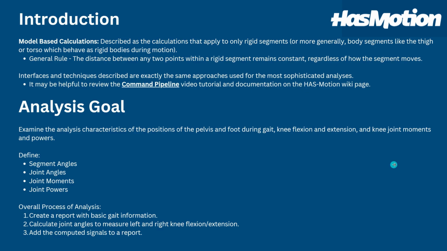The overall process of the analysis will go as follows. First, we will create a report with basic gait information. Next, we will calculate joint angles to measure left and right knee flexion / extension. And third, add the computed signals to a report.